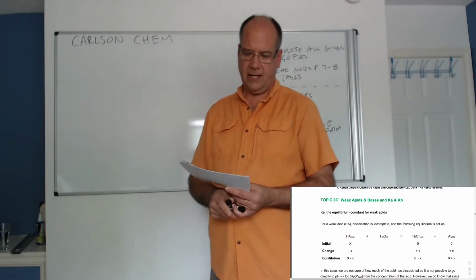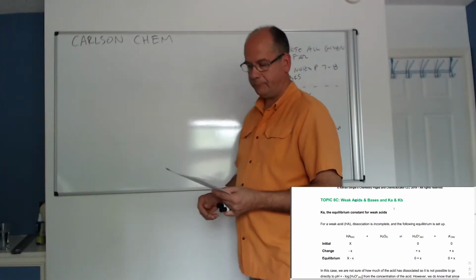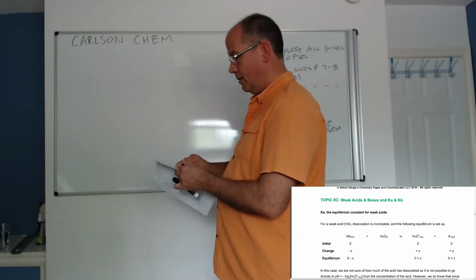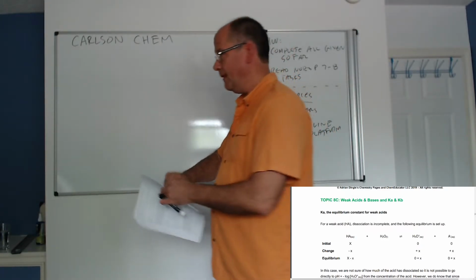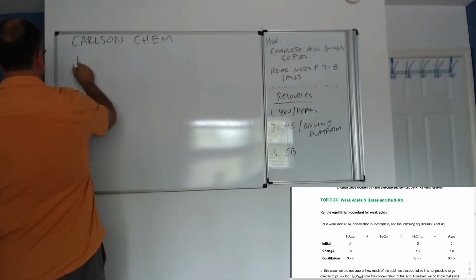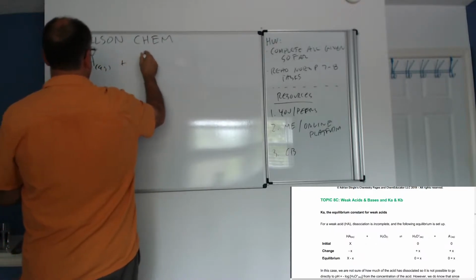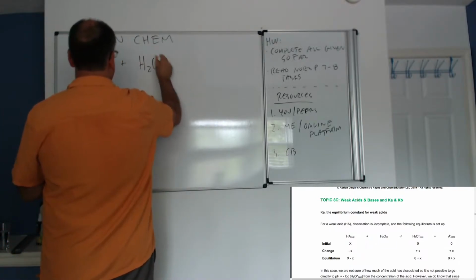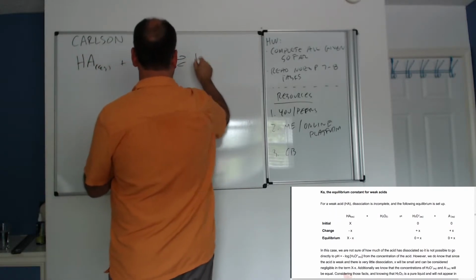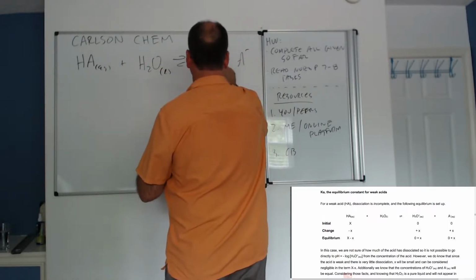All right, weak acids and bases, Ka and Kb. We have the weak acid dissociation here. We're just going to jump to the board here, weak acid. So again, we did stuff like this yesterday. We've got our weak acid plus water, and we're going to be in equilibrium with the hydronium ion and the anion.